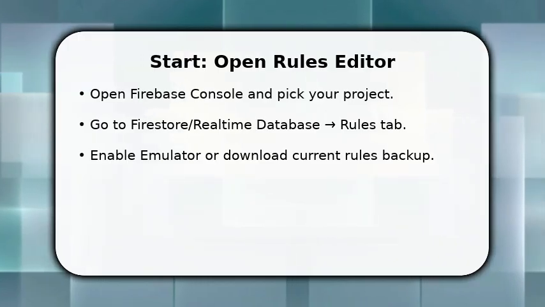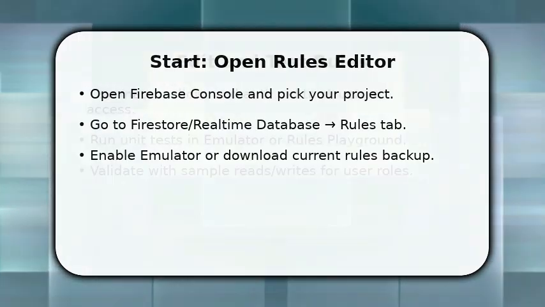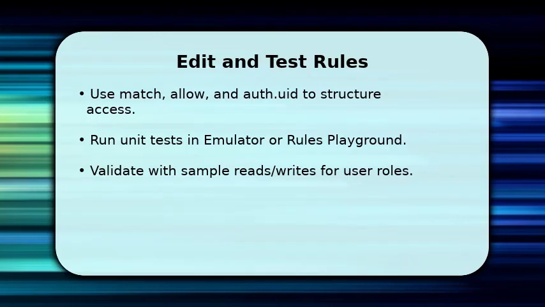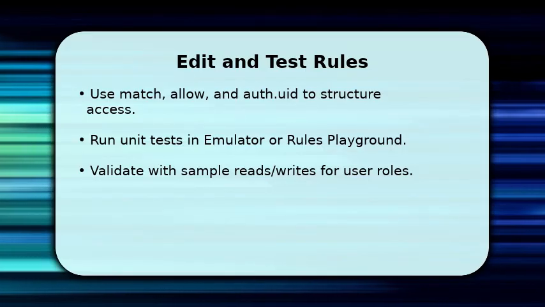Now edit the rules. Structure them with match paths and allow statements using auth, UID, and request. Time to enforce identity and timing constraints. Explain why. Well-scoped matches reduce risk and simplify logic.